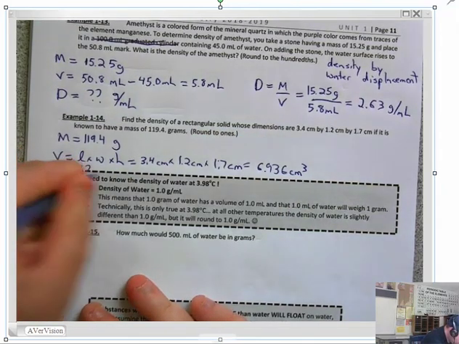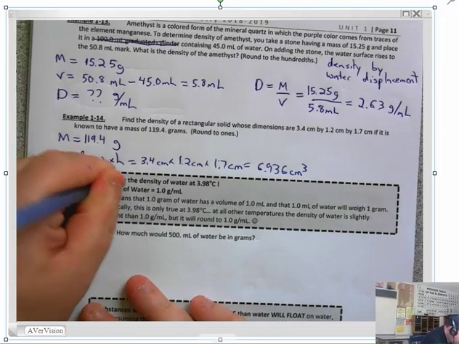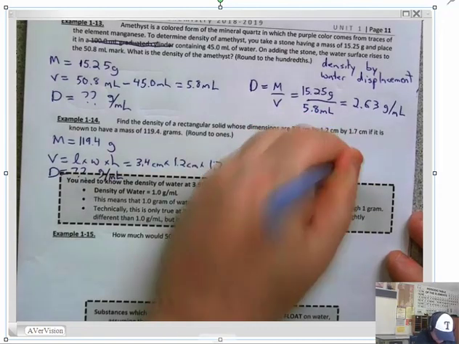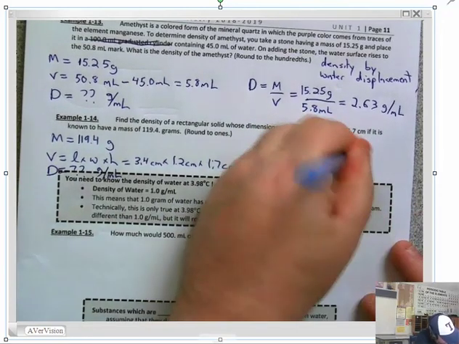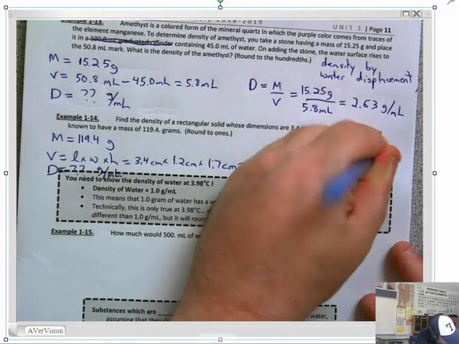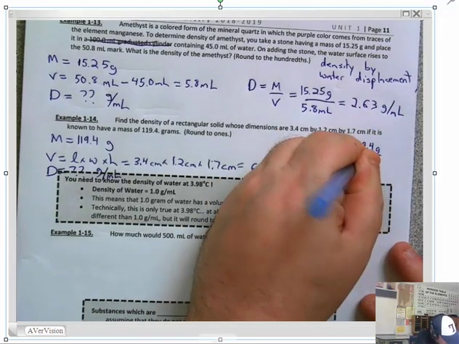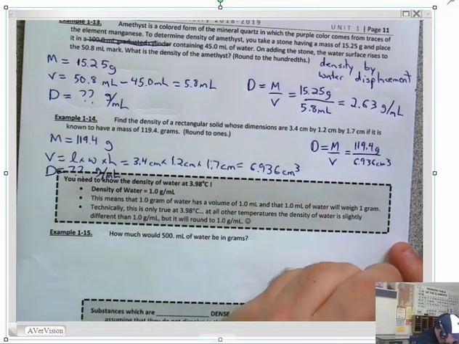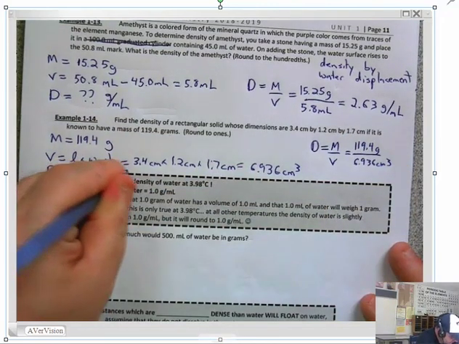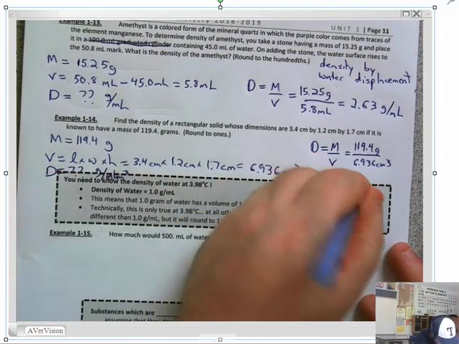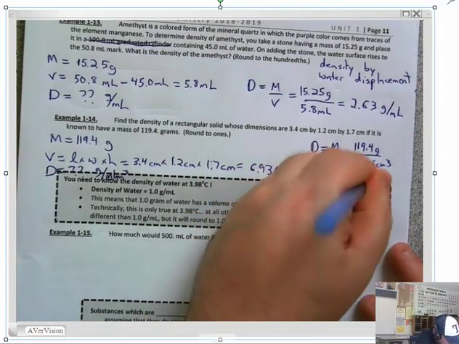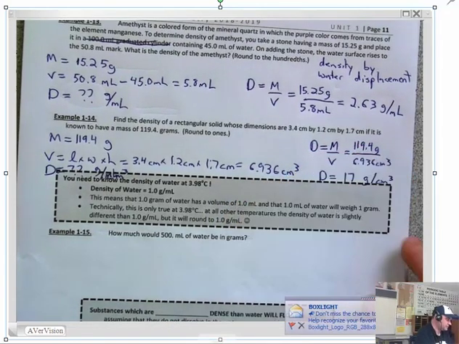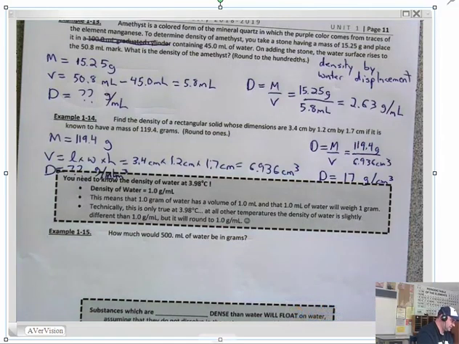We're looking for the density. That will come out in grams per milliliter. Density is equal to mass over volume. So we have 119.4 grams divided by 6.936 centimeters cubed. Yeah, centimeters cubed. Density will come out to be 17 grams per centimeter cubed. Easily done.